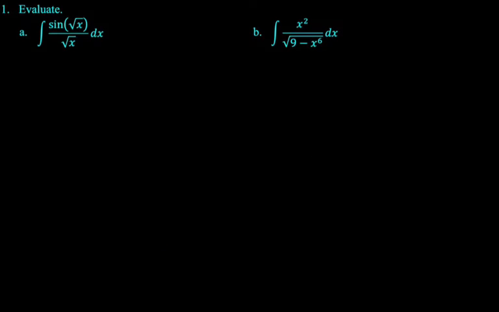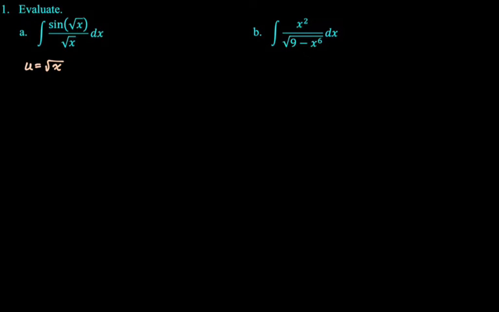Number one, evaluate. So we got a couple of antiderivatives or integrals that we want to find. The first one is sine of square root of x over the square root of x. The only chance you're going to have here is to do u-substitution, right? Try to make it into just sine of u. So if that's the case, then I'm going to say u is the square root of x.